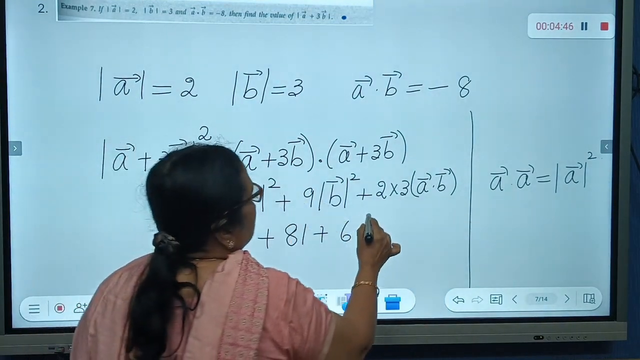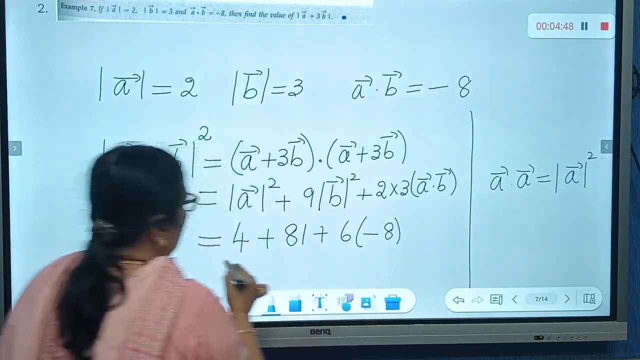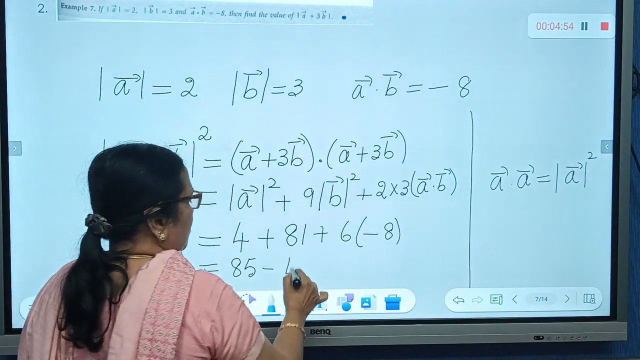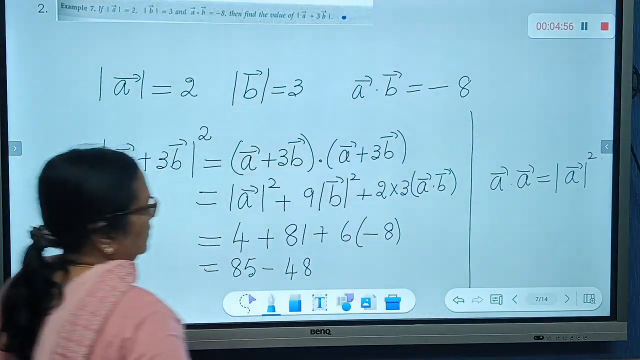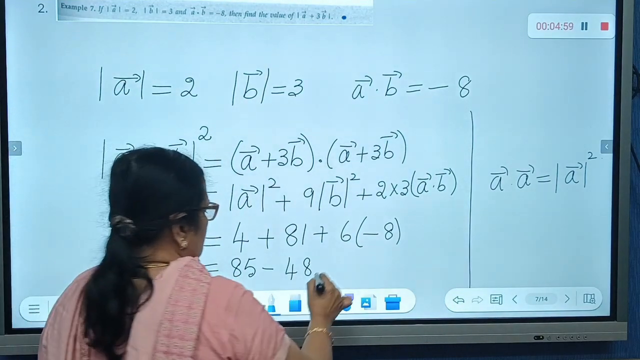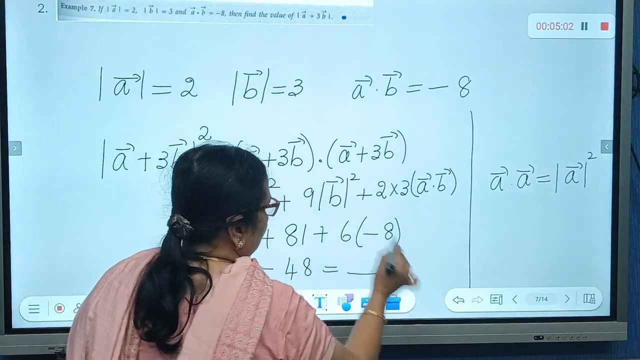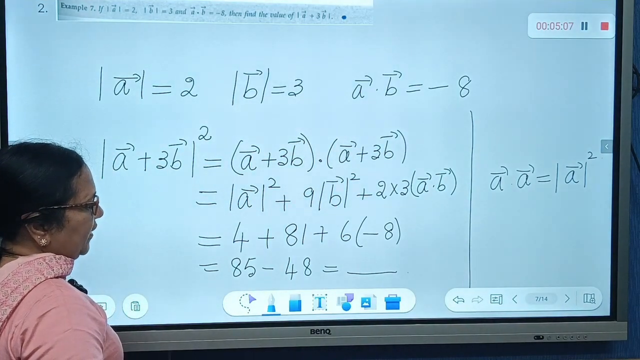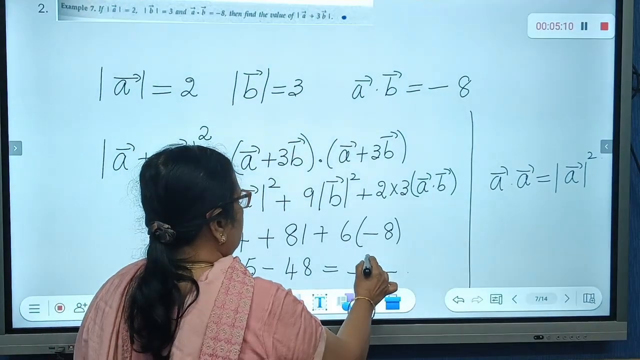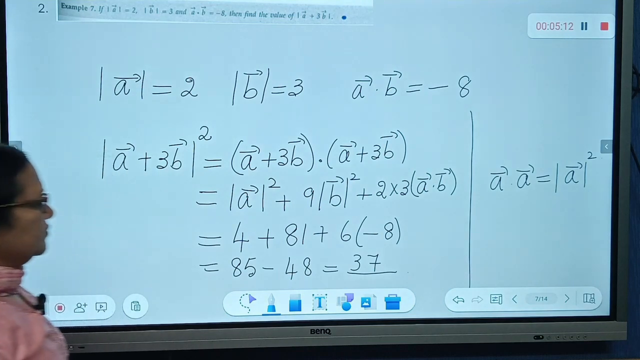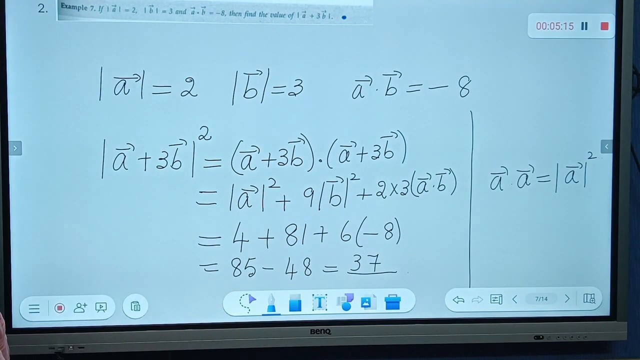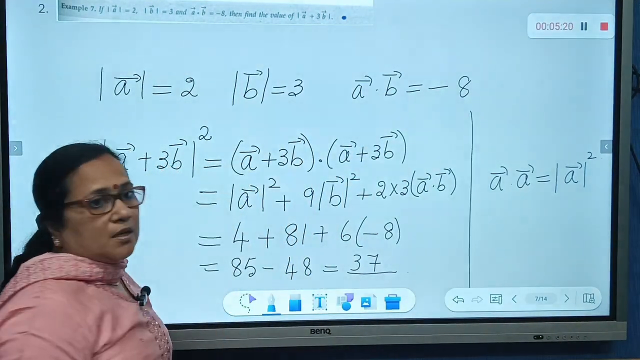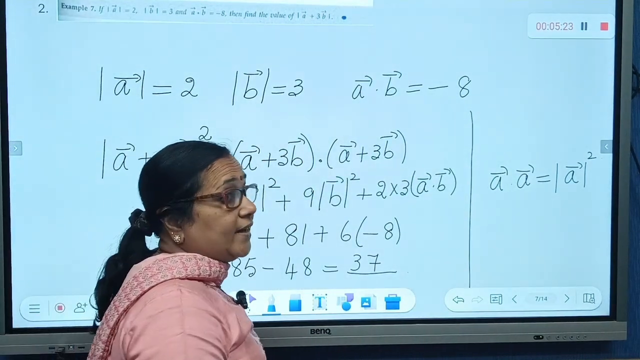What is a dot b? Minus 8. So this is equal to 85 minus 48. I am sure you can compute this: 85 minus 48 is 37. So the value of modulus of a plus 3b can be computed by looking at its square. That is the technique that we are using here.